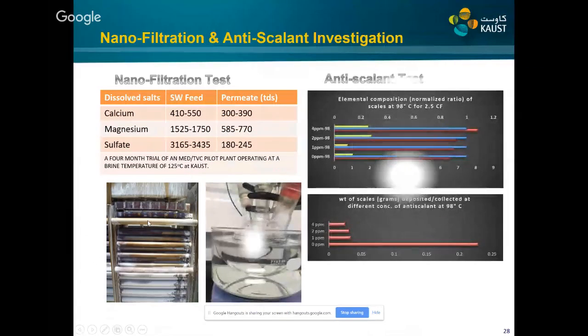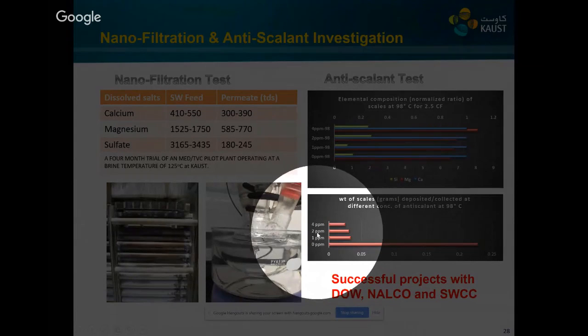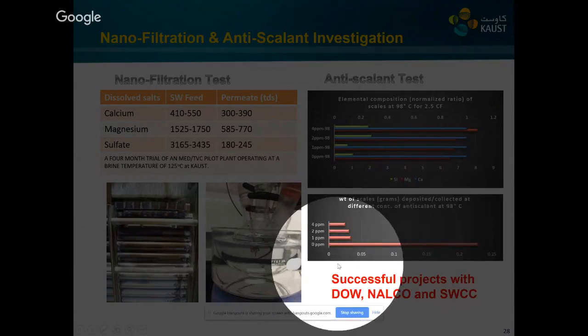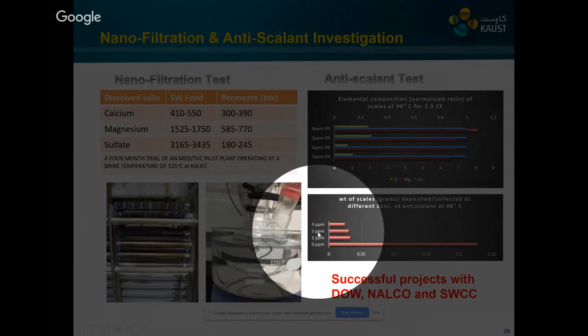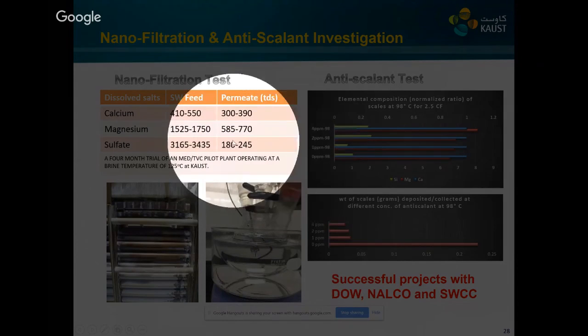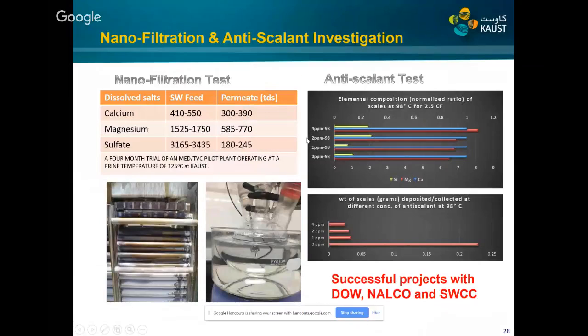We also tested the anti-scalant that we got from Dow and Nalco, and we showed how much scale formation can be removed at different anti-scalant concentrations. This is the baseline test, so we can see how much scale formed, and with the 1 ppm dosage, 2 ppm and 4 ppm, it was very successful in overcoming the scale formation on the tube surface. So we showed that either nanofiltration or anti-scalant are two solutions that can help improve the temperature of the MED to over 100 degrees centigrade successfully.